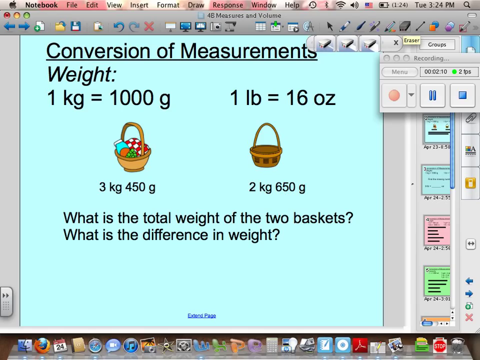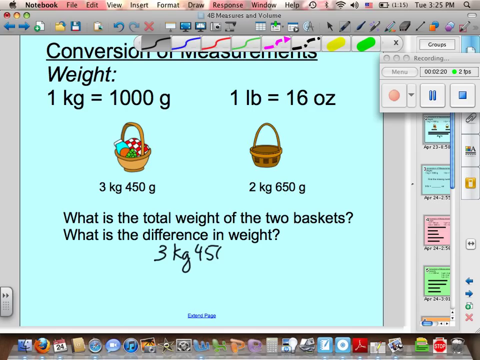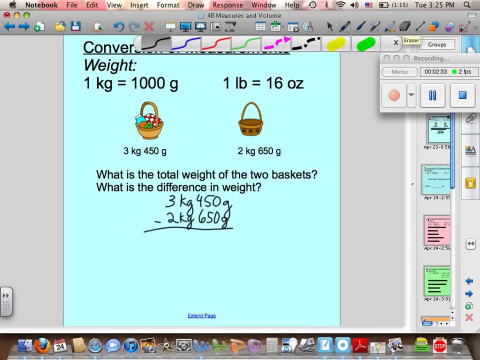Now we're going to answer the second question. What is the difference in weight? So this time we need to subtract. So we're going to be subtracting 3 kilograms, 450 grams, minus 2 kilograms, 650 grams.